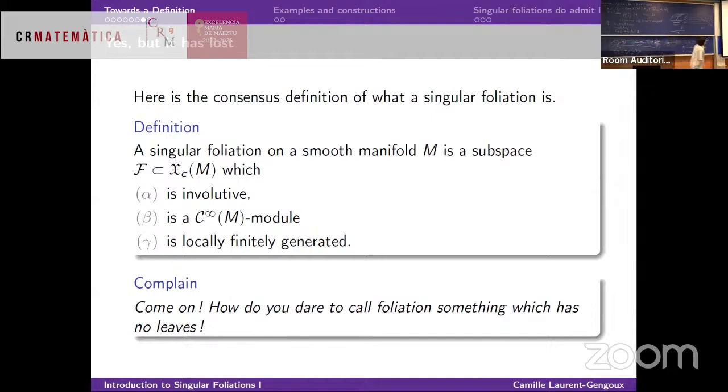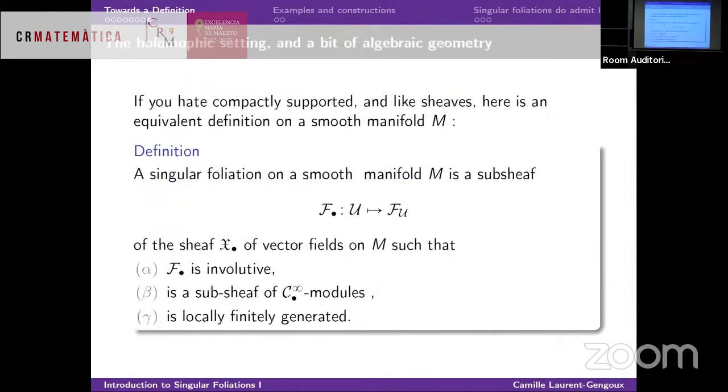Okay, so I gave you something that seems very weird, and I claimed the consensus definition, and we like to reject consensuses. How do you pronounce that? Consensuses? Anyway. So now I have to argue with this definition. So why compactly supported? We can get rid of that.